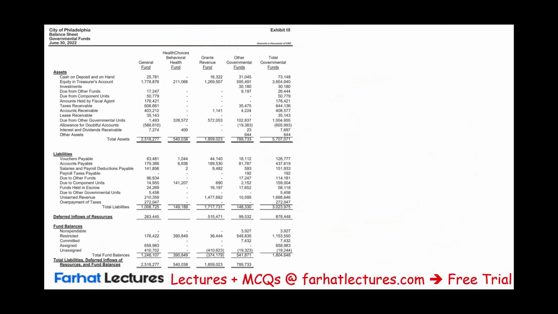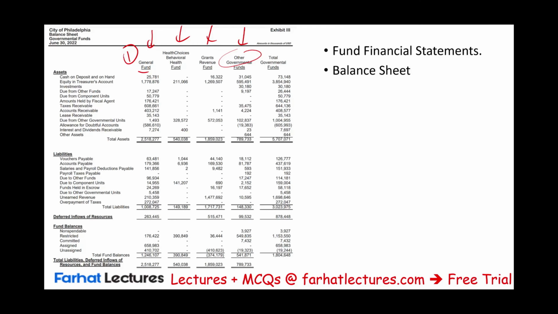Starting with the governmental funds, notice here it's the balance sheet, the city of Philadelphia. What do you need to know about this governmental fund, part of the fund financial statements? Well, here's what I want you to see. I want you to see the various funds that are reported. Of course, the general fund, we always have a general fund. The city of Philadelphia will have the health choices, behavioral health fund, the grants revenue fund, and other governmental funds, and the total fund. This is the balance sheet.